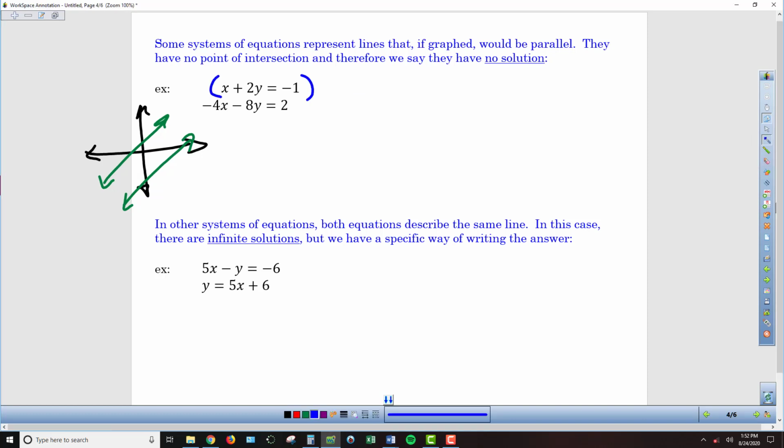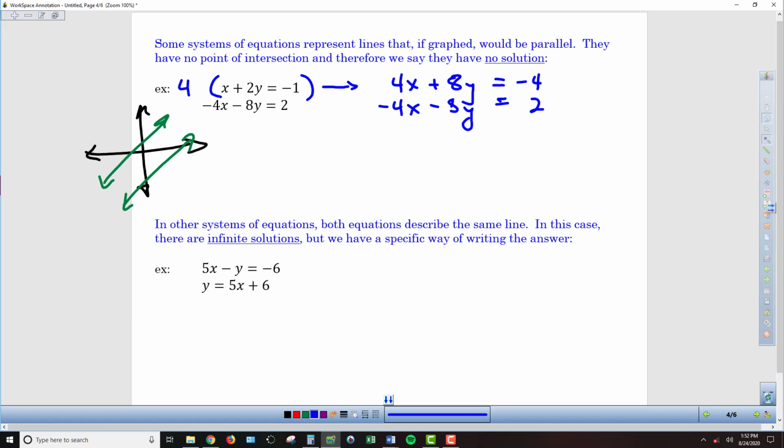We'll go ahead and multiply this top equation by 4. Get the x's to match up, even though they'll be different in a positive and negative sign. So this top equation is going to become 4x plus 8y equals -4. And then the bottom equation is just going to stay put. -4x minus 8y equals 2.